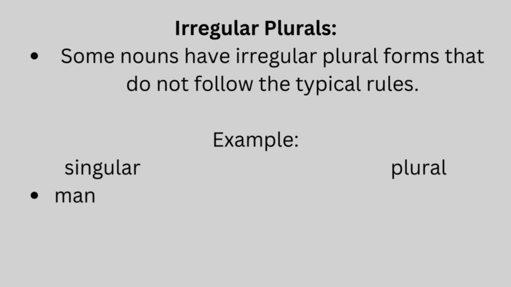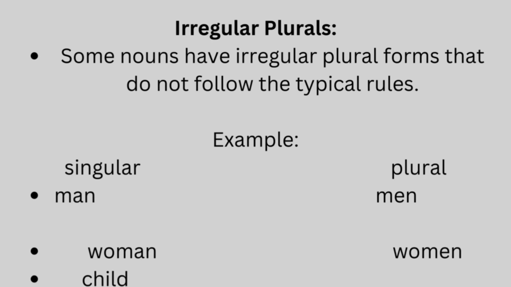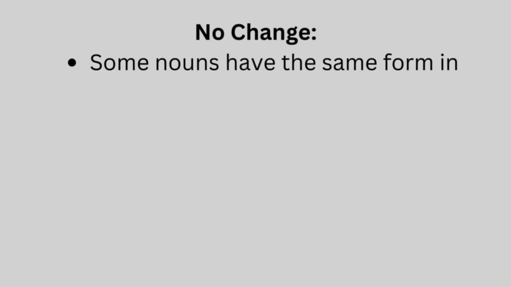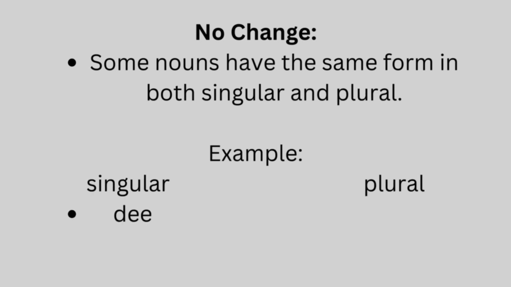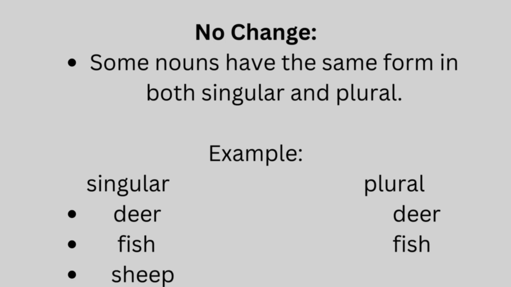Irregular plurals. Some nouns have irregular plural forms that do not follow the typical rules. Example: man, men; woman, women; child, children. No change. Some nouns have the same form in both singular and plural. Example: deer, deer; fish, fish; sheep, sheep.